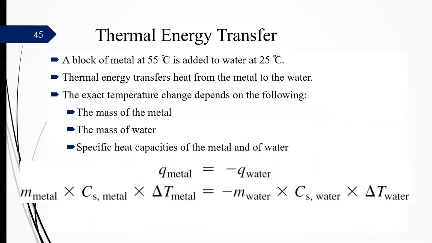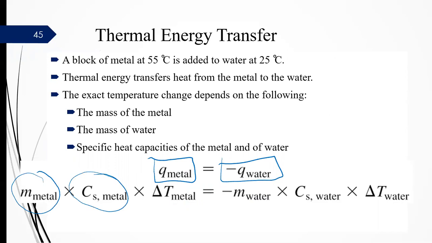So a block of metal at 55 degrees Celsius is added to water at 25 degrees Celsius. Now, it should lose energy to that water. So the Q that the metal loses should be equal to the Q of the water, just the opposite sign of it. And so if we know the mass of the metal, the specific heat capacity of the metal, and the temperature change of that metal, then we can start to look for that heat change of the water. And so if we know two of these, we can find our third.